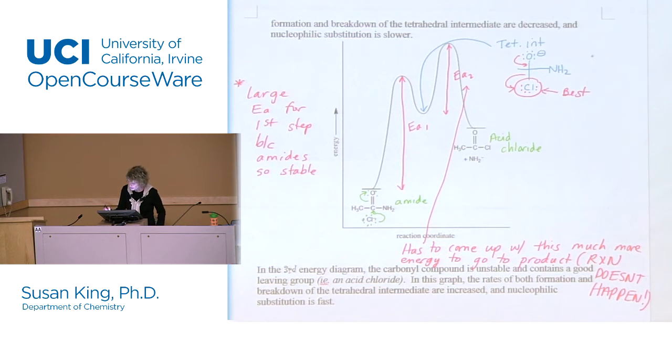All right, so this is the best leaving group. So it's easier for the tetrahedral intermediate to collapse back to starting material.